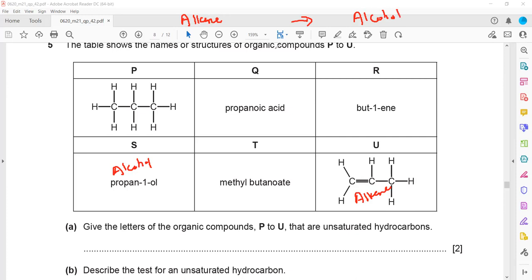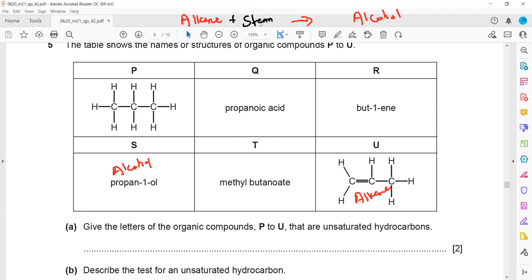Alkene can be converted into alcohol simply by reacting with steam, or you can say water. And at what condition does this reaction occur? The temperature should be high, around 300 degrees centigrade, and we use a catalyst. Phosphoric acid is used as the catalyst.